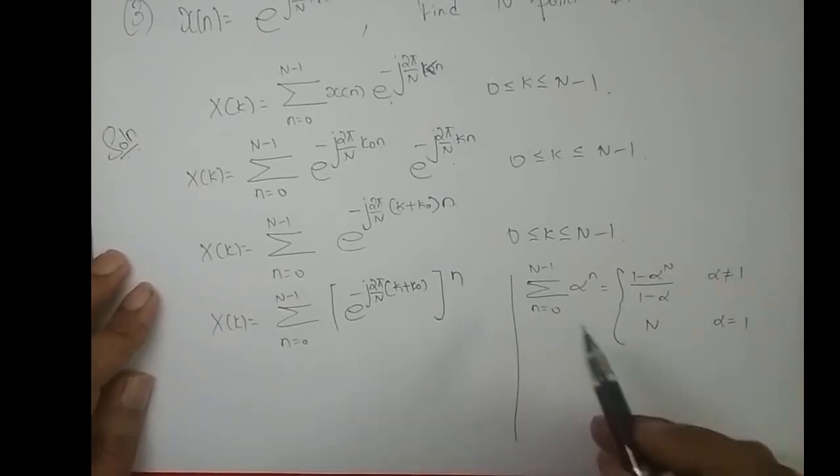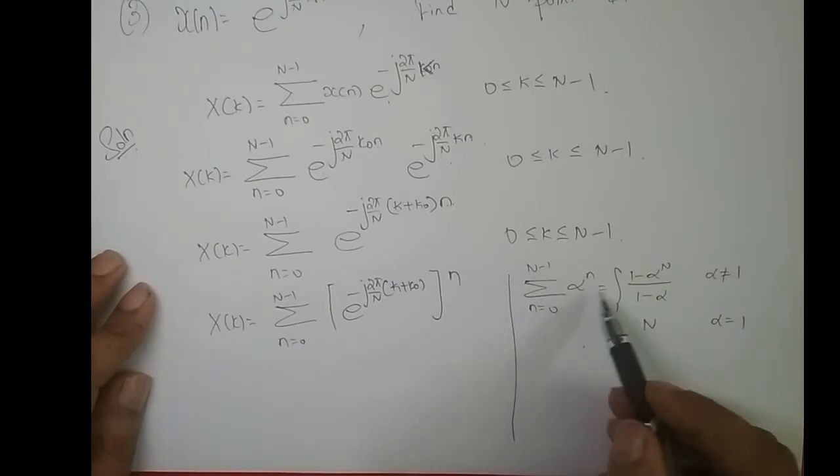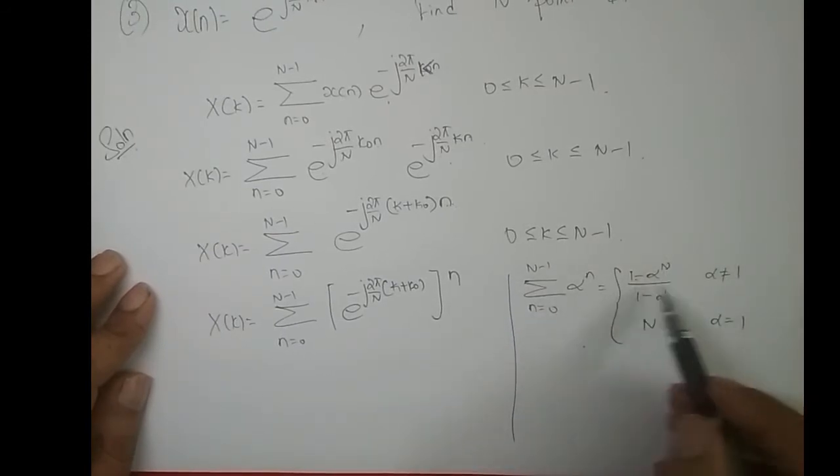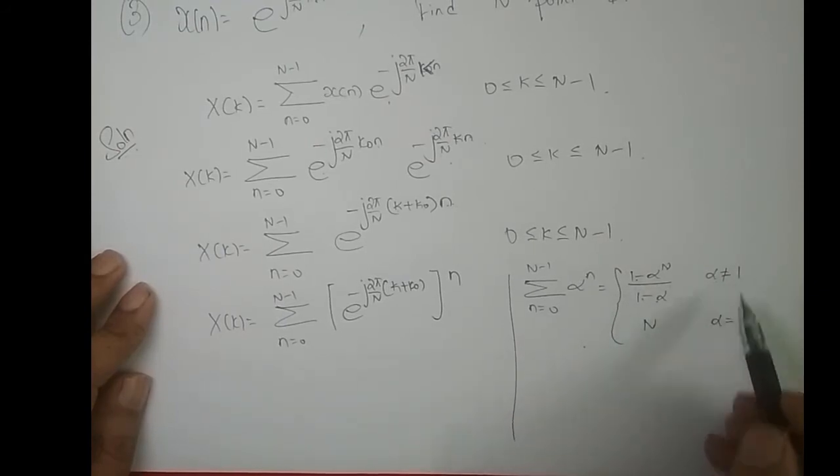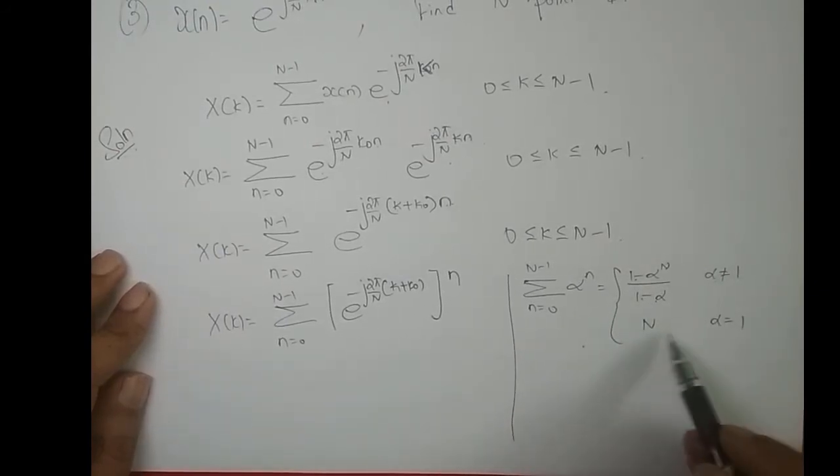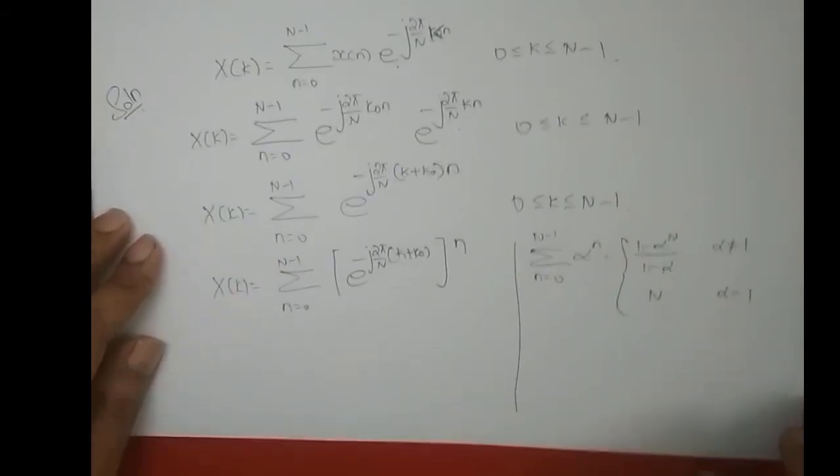So I repeat again. Summation n varying from 0 to N minus 1 alpha power n is what? 1 minus alpha power capital N divided by 1 minus alpha. This condition holds good only for alpha not equal to 1, and it is equal to N, and this condition holds good only when alpha equal to 1. Okay.